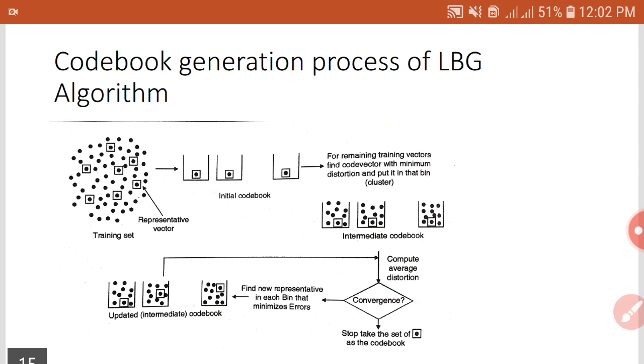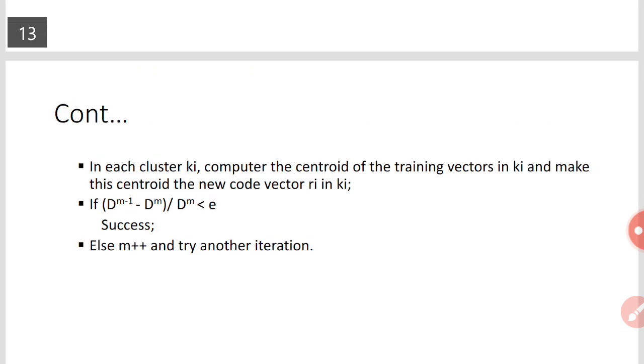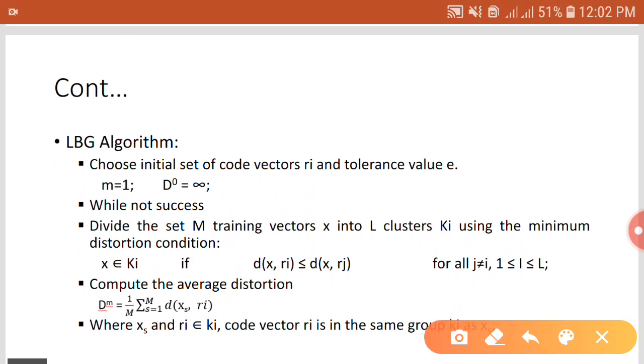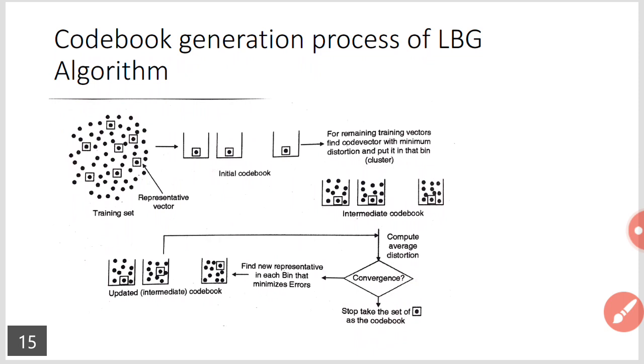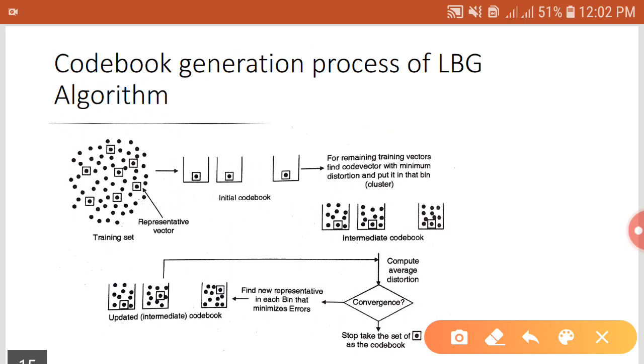Now the next step is to find the average distortion using this equation. You have to find the average distortion between all the training vectors and the representative vectors which are assigned to it. If the distortion value is not updated, meaning convergence is there, then stop the algorithm and take the set of vectors which are represented by squares as the codebook.